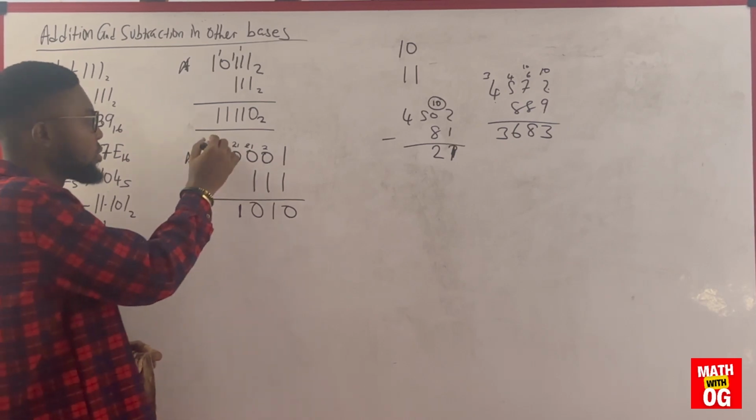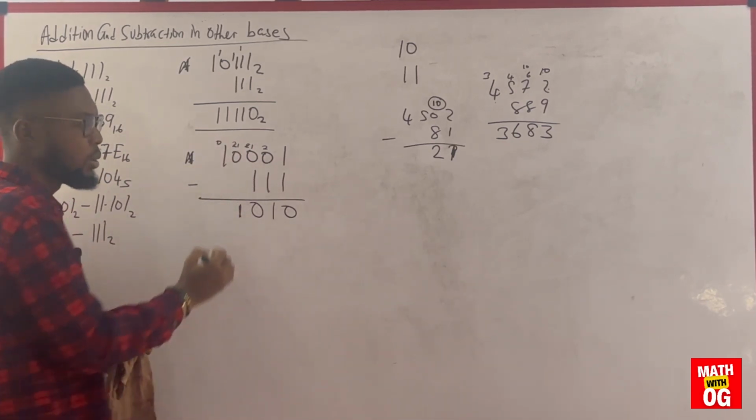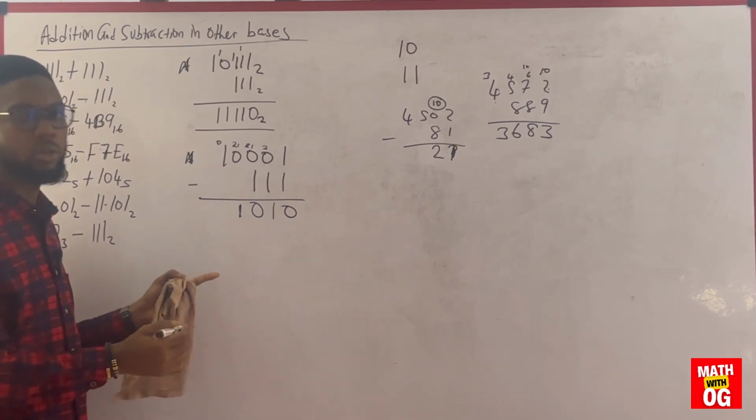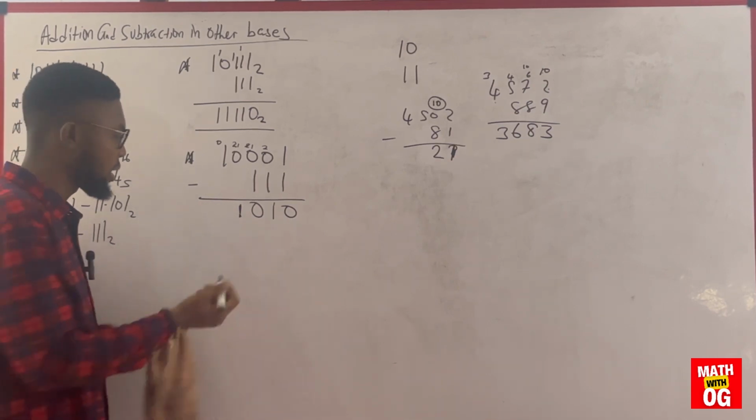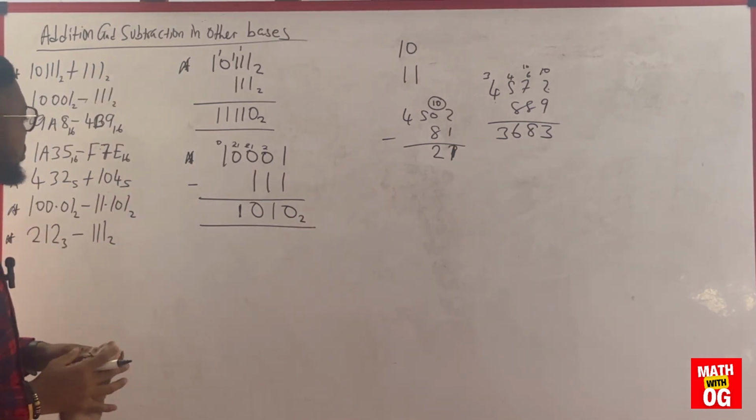Remember I borrowed 1 from here. So here automatically becomes 0. So this should be 0. And there's no need to put a 0 here. It is insignificant. So drop this, and this is our final answer. Over to the next question.